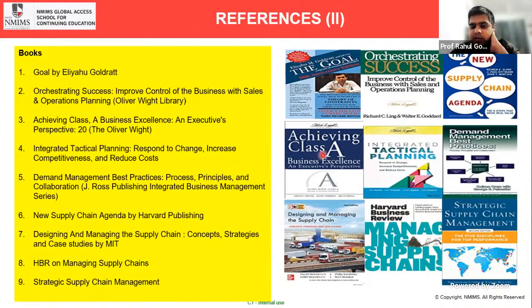Again, Class A Business Excellence by Oliver White. Integrated Tactical Planning is more about day-to-day supply chain execution. Demand Management Best Practices is the number one book on demand forecasting, overall demand. Designing and Managing the Supply Chain is an analytics-based book, and it is by a very famous professor, David Simchi-Levi, who is an MIT professor, who has created a lot of startups in supply chain and sold them to very big organizations. Managing Supply Chains, again, a good title from HBR. And if you want to understand supply chain from a strategy lens, Strategic Supply Chain Management is a very good book.